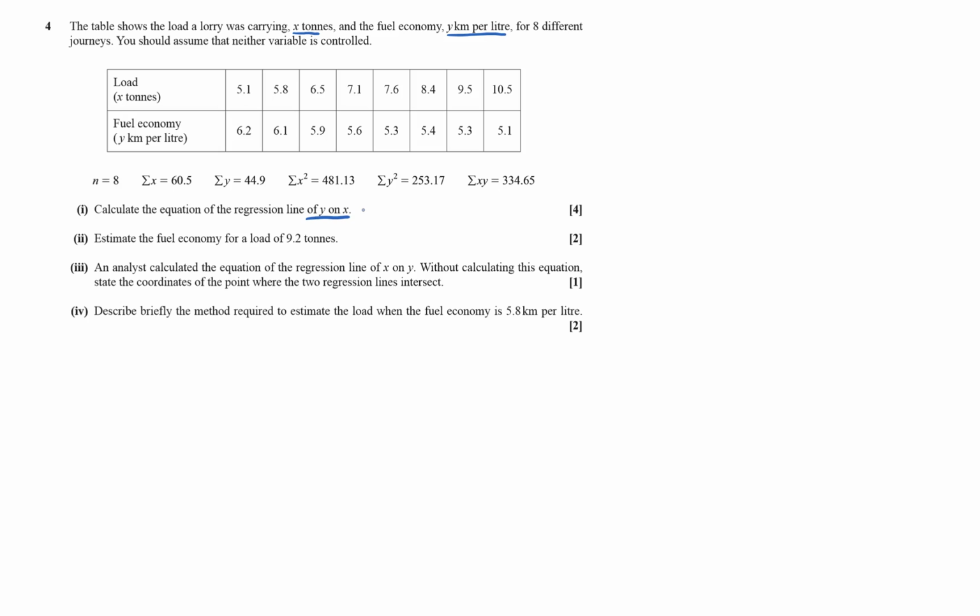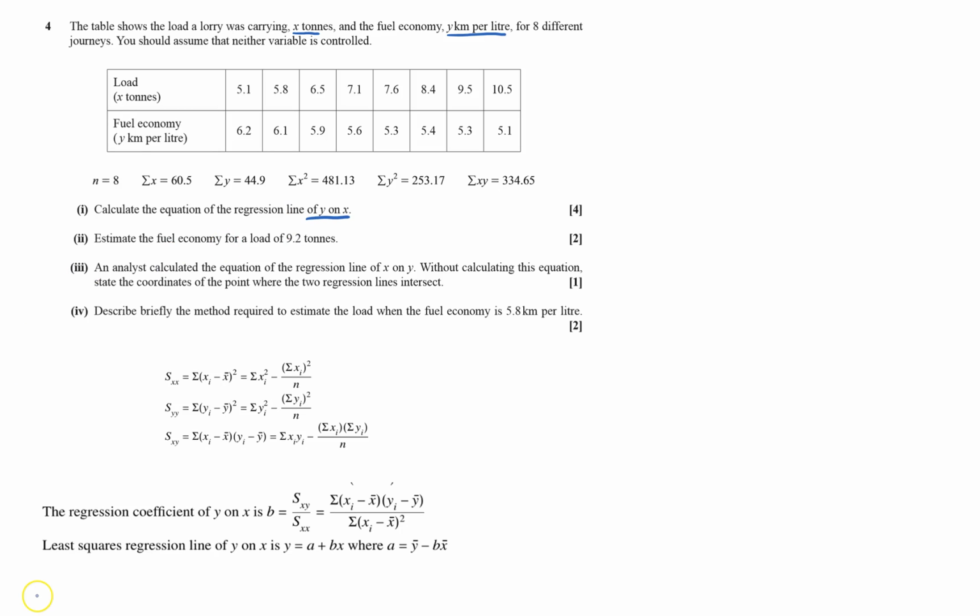It's on the formula sheet, so I'll just take the formula sheet and talk through that bit. At the bottom here, I've got the regression line of Y on X. It says Y equals A plus BX, where A is Y bar minus B X bar, so I need to work out what B is. And B is given here as SXY over SXX. I don't like this formula because it's not the way it's been summarised for me.